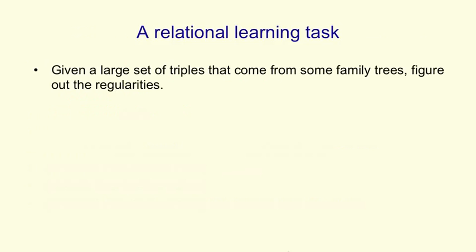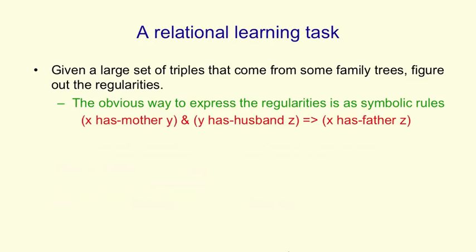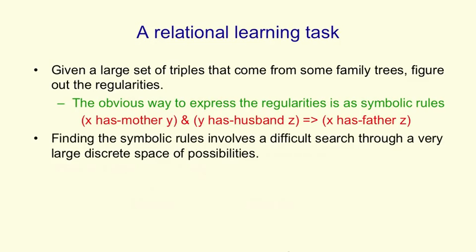So the relational learning task, that is, the task of learning the information in those family trees, can be viewed as figuring out the regularities in a large set of triples that express the information in those trees. Now, the obvious way to express the regularities is as symbolic rules. For example, X has mother Y and Y has husband Z implies X has father Z. We could search for such rules, but this would involve a search through quite a large, combinatorially large space of discrete possibilities.